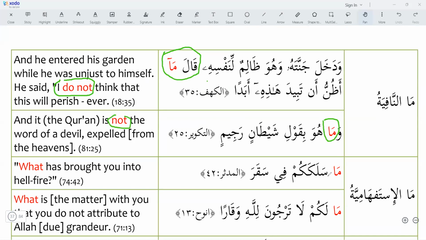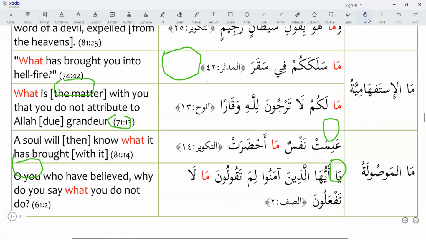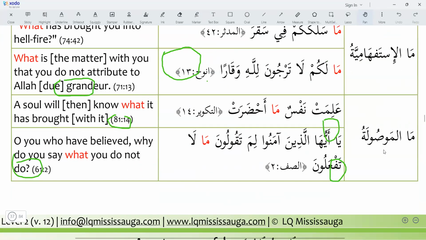Ma al-istifthamiyya. Ma salakakum fi saqara. So this ma is ma al-istifthamiyya. This ma means what? What has brought you into hellfire? And this is ma al-mousula. Amilat nafsun ma ahdarat. A soul will know what it has brought.